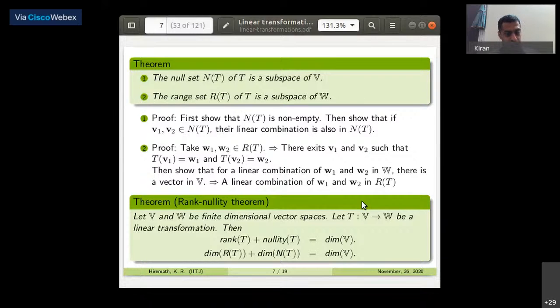This is the theorem of finite dimensional vector spaces, which says that if V and W are finite dimensional vector spaces and T is a linear transformation between them, then rank of T plus nullity of T is equal to the dimension of V. Or if we define it in terms of the spaces, the dimension of the range of T plus the dimension of the null space of T is equal to the dimension of V.